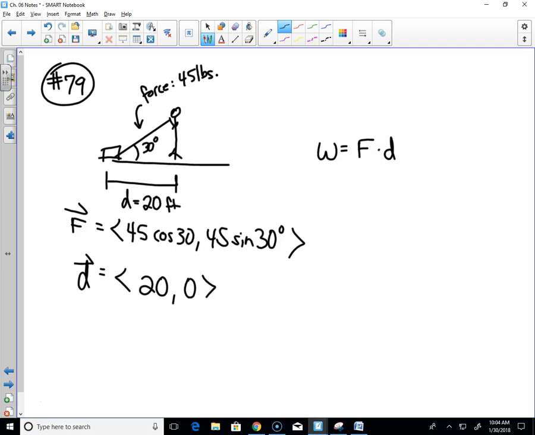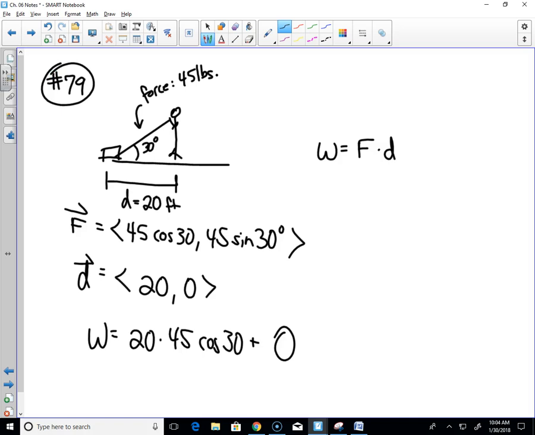So the dot product would just be, wouldn't the vertical times vertical just be 0? Yeah. So my dot product, the work, is just going to equal 20 times the 45 cosine of 30 plus 0. Does that kind of make sense?